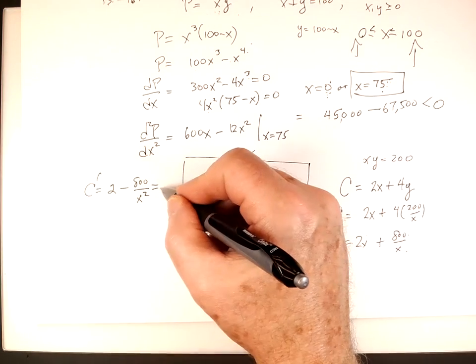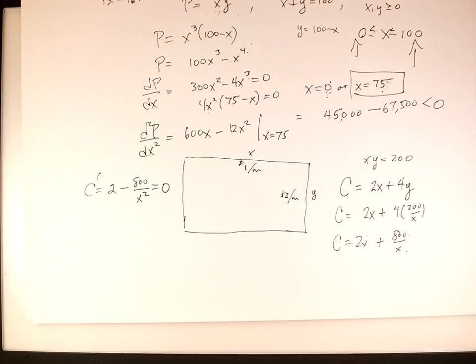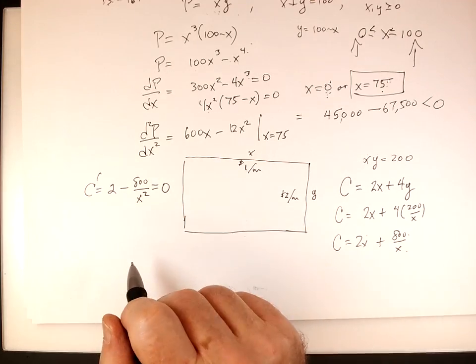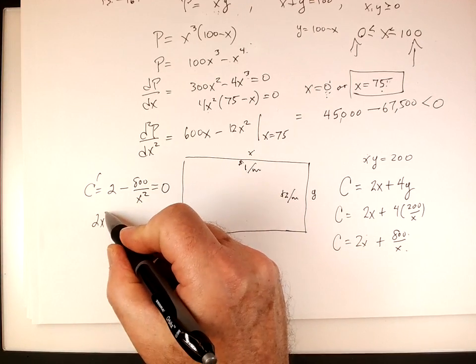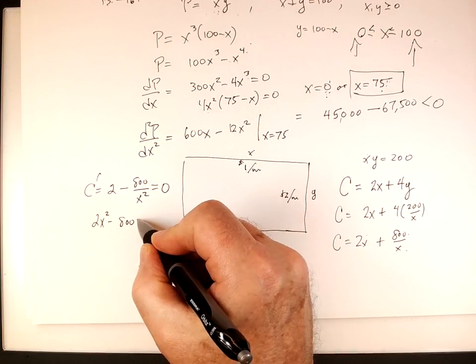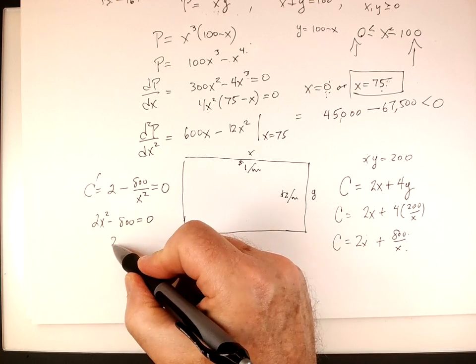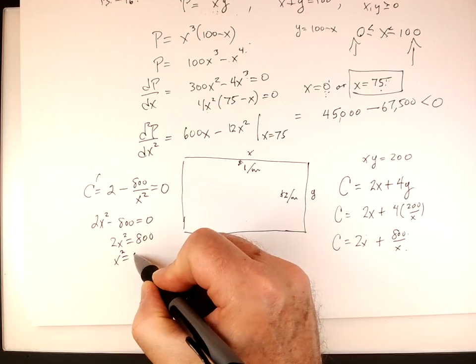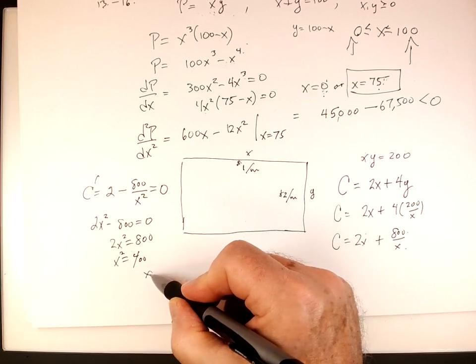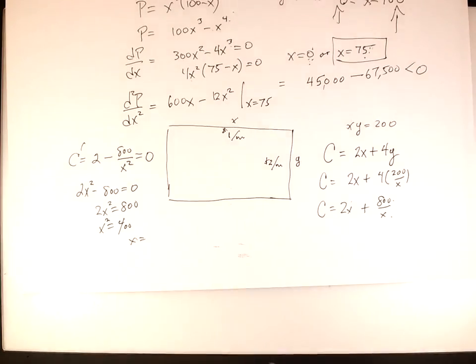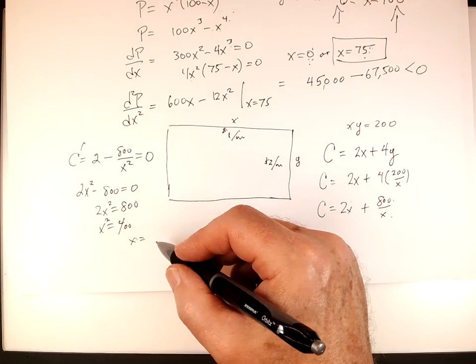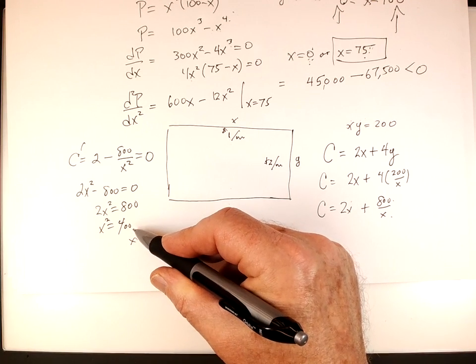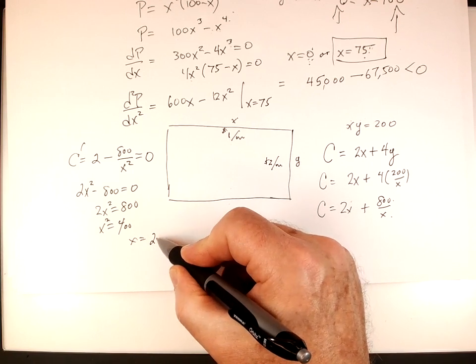Okay. Find the minimum cost. Well, set that equal to 0. How do you solve this thing? Multiply by x squared. Add 800. Divide by 2. Take the square root. It's plus or minus, but we don't have any negative lengths here, so we'll just take the positive square root of 400, which is 20.